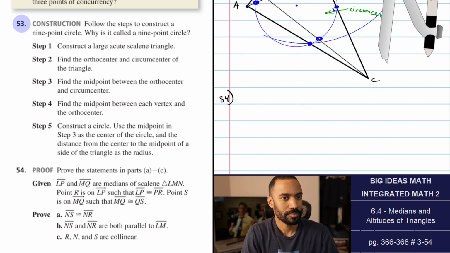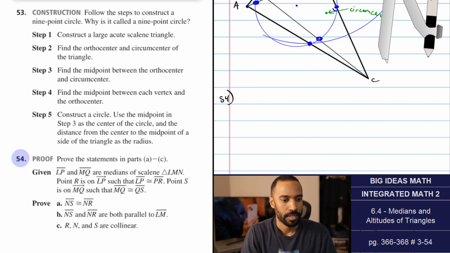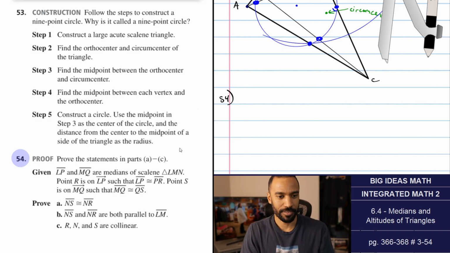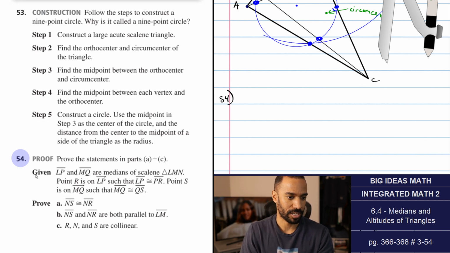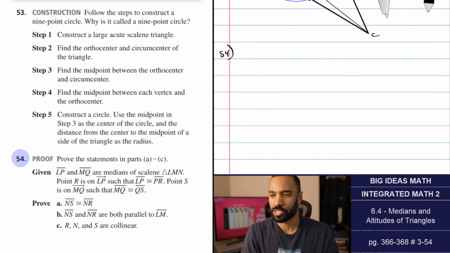All right, that's 53. One more, and we're almost at the 3-hour mark. Number 54. Prove the statements in parts A through C. We're going to be given this and prove that. I don't have to copy and paste it over, but I need to draw a scalene triangle LMN.